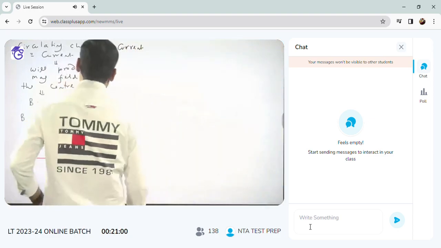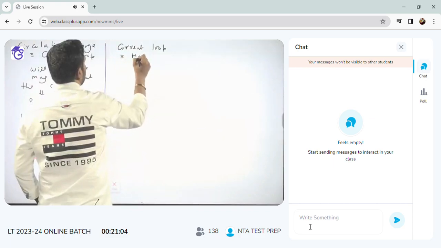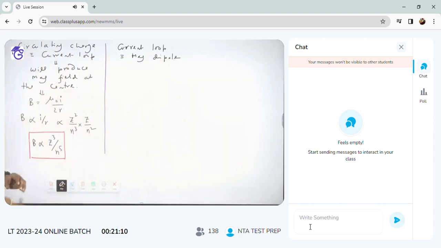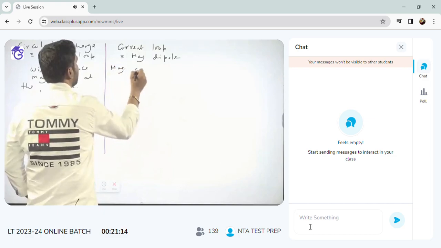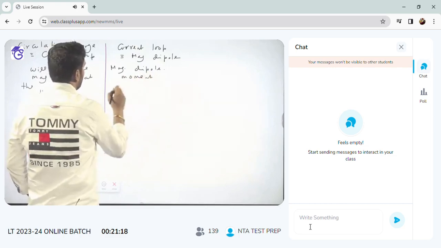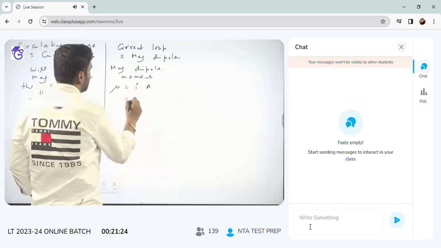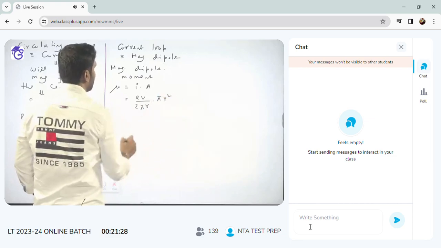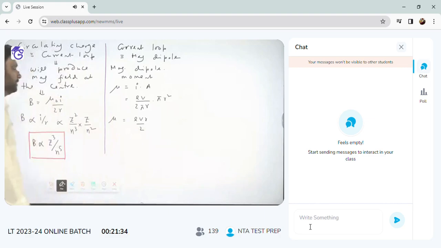So current loop is equivalent to a magnetic dipole, right? So magnetic dipole moment mu is equal to how much? I into A. I is equal to ev by 2 pi r. A is pi r square. So mu is equal to evr by 2.